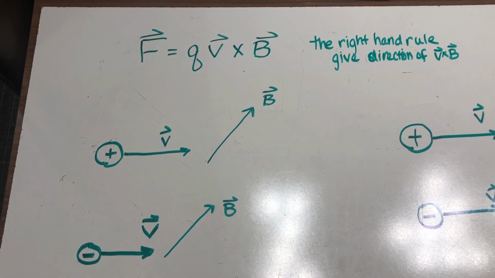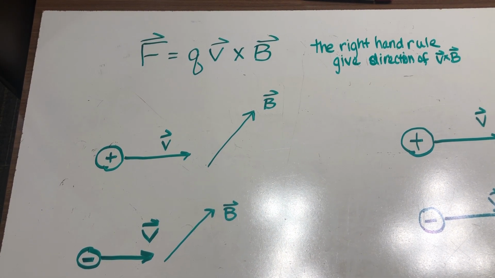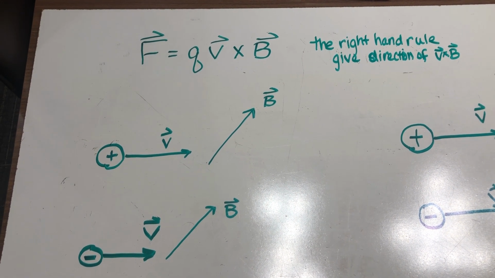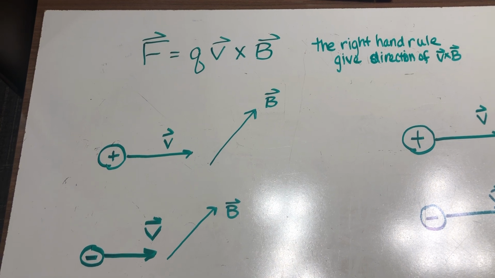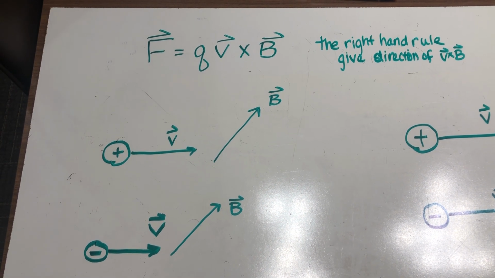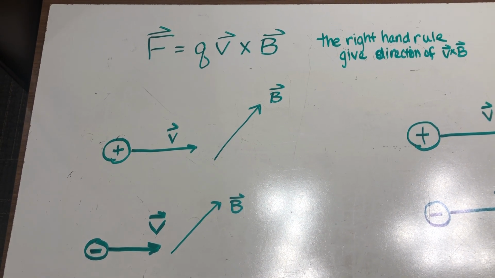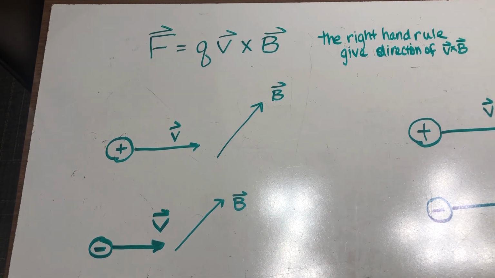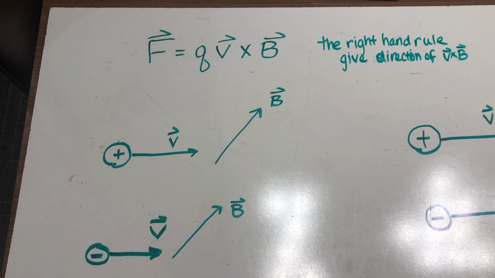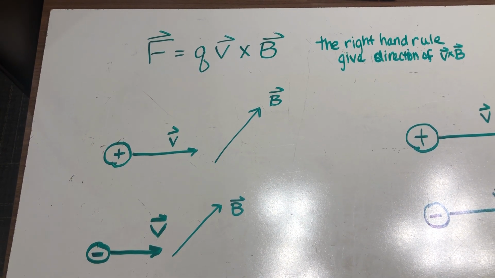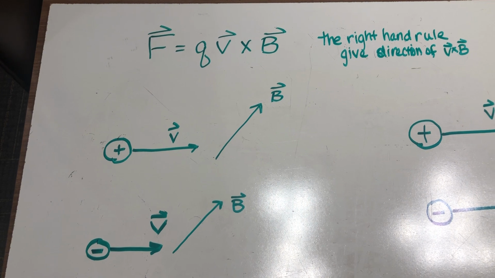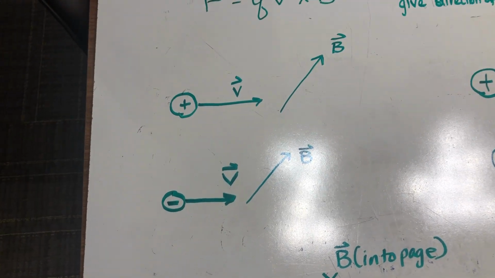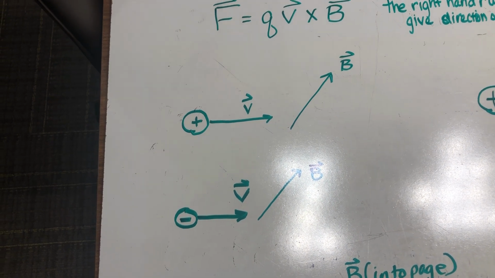What we're going to also think about today is the fact that once we do V cross B, we also have to take into account the sign of the charge that's moving, because if the charge is positive, it's going to move in the same direction as V cross B, having the force. However, if you have a negative charge, the force it feels will actually be in the opposite direction to V cross B.